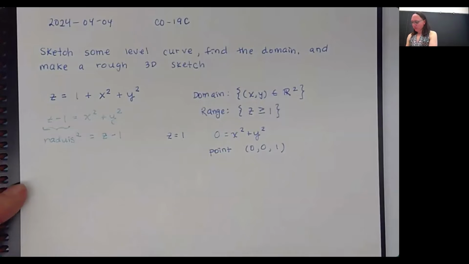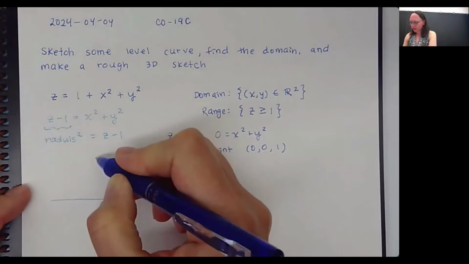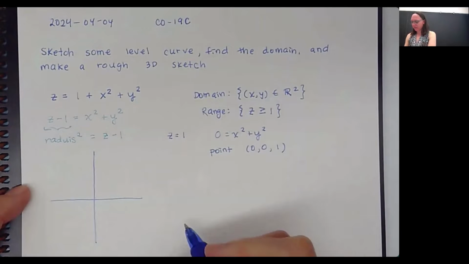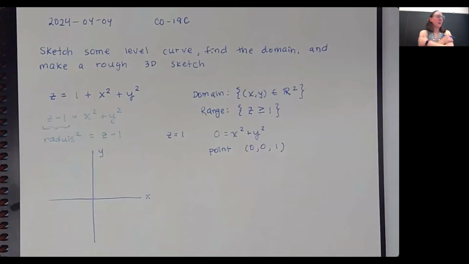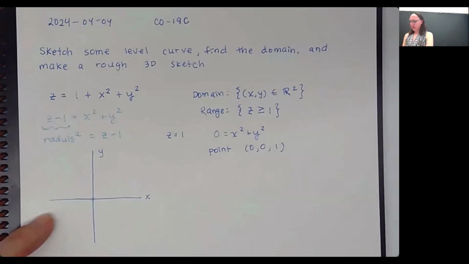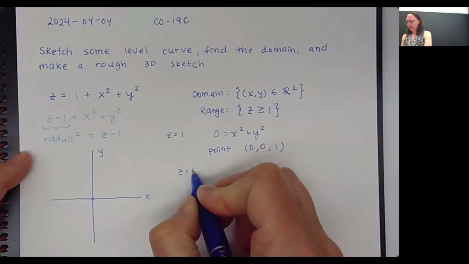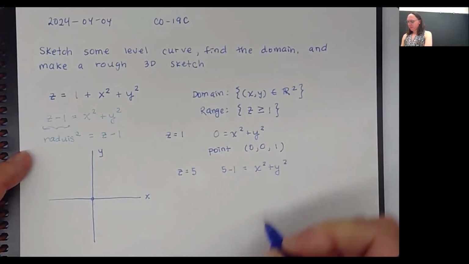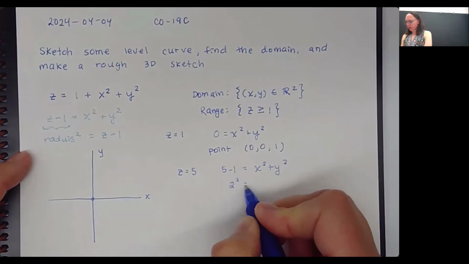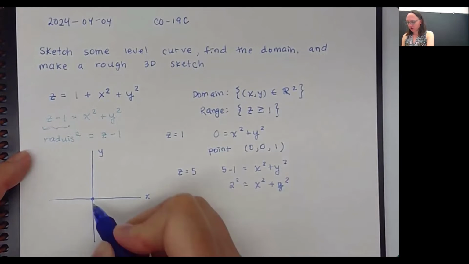When we sketch level curves, we have two options. I can sketch level curves on just an XY plane. If I hold z at 1, that gave us just the point 0, 0. If I choose another value for z, like 5, then I would have 5 minus 1 is equal to x squared plus y squared. So 2 squared is x squared plus y squared, and I would have a circle with a radius of 2.